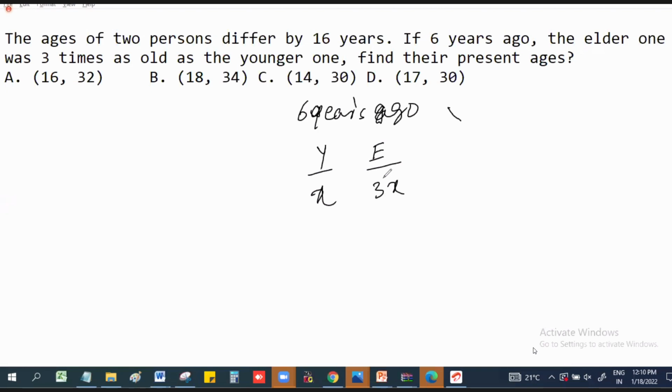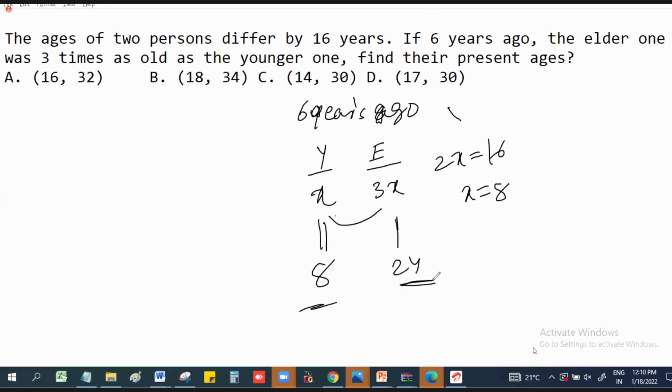3x. So the difference is always the same. What is the difference here? 2x. The 2x is equal to what? 16. Then x is equal to 8. That's it. So the x value is 8, then the 3x value is 24. 8 and 24 were the ages 6 years back.